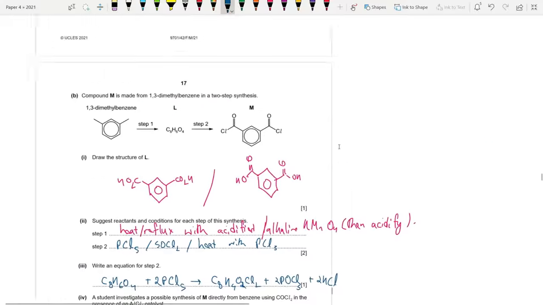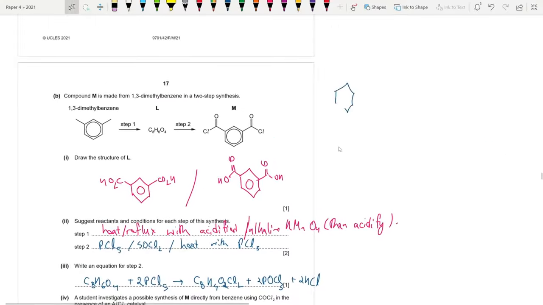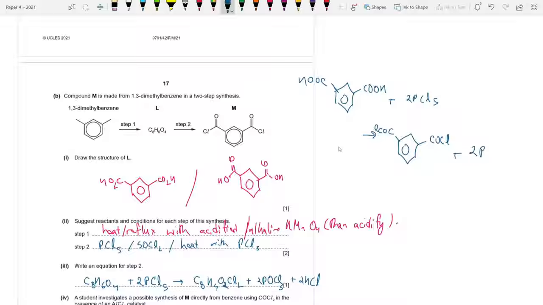This is it. If you want another equation, let me show you this way. COOH, COOH plus 2 PCl5. This is what's going to happen. We are going to end up with COCl, COCl like this, right? And we're going to get 2 POCl3 and 2 HCl. This is what happens essentially, okay? So these are removed from the compound, these two.